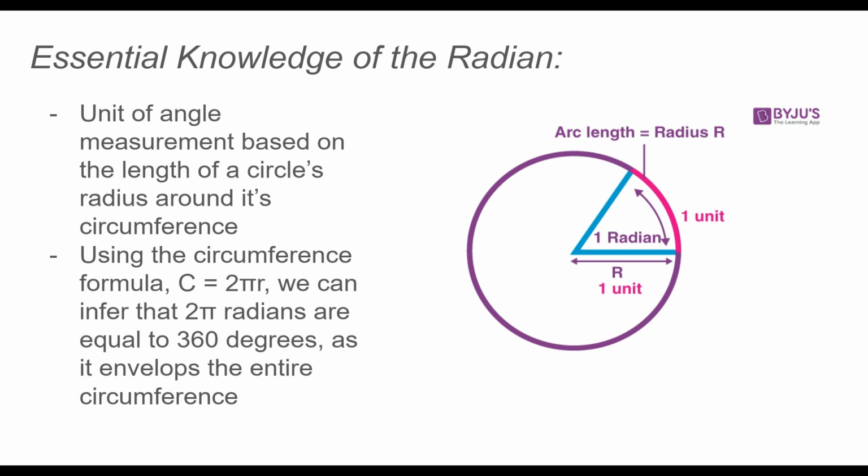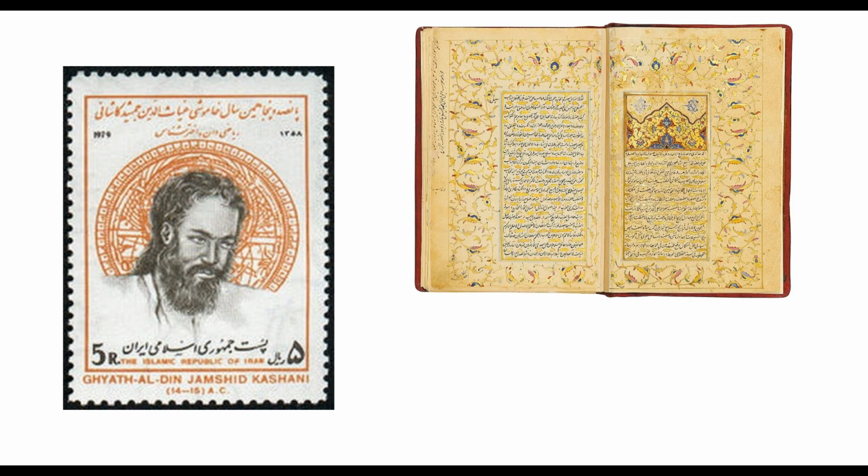Using the circumference formula, c is equal to 2 pi r, we can infer that 2 pi radians are equal to 360 degrees, as it envelops the entire circumference. One of the first documented uses of circle lengths being used as units were in some of al-Kashi's works from the late 1300s to early 1400s, who was an Iranian mathematician.